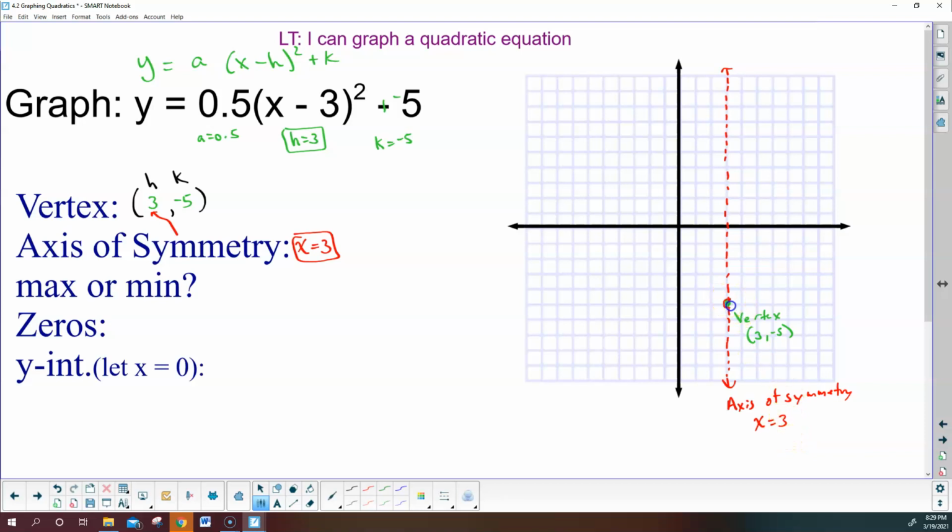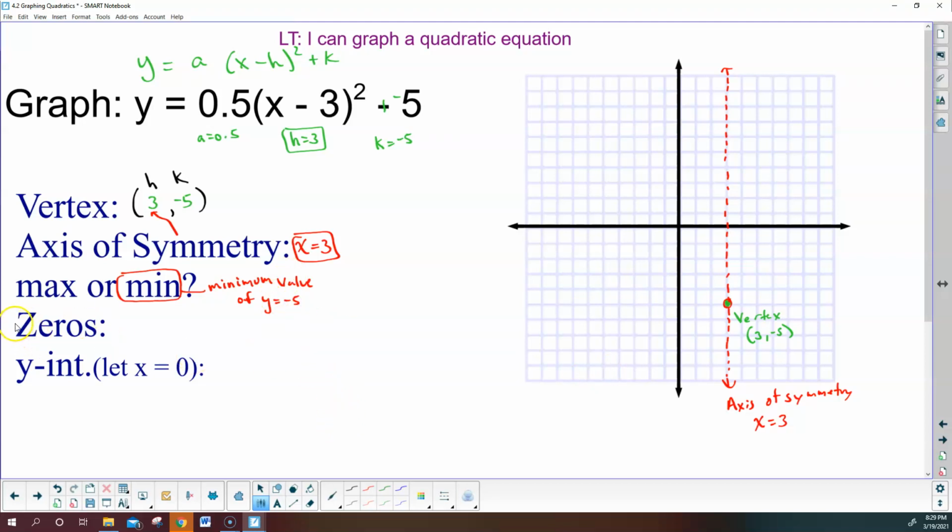Now, since I know the vertex, I could actually stop right here and answer this question. Is it going to be a max or min? Well, the a value is positive. My graph is going to open upward. So this vertex will be the lowest spot on the graph. So it's going to be a minimum value. And we know the minimum occurs at the y value of the vertex. We'll have a minimum value of y equals -5.